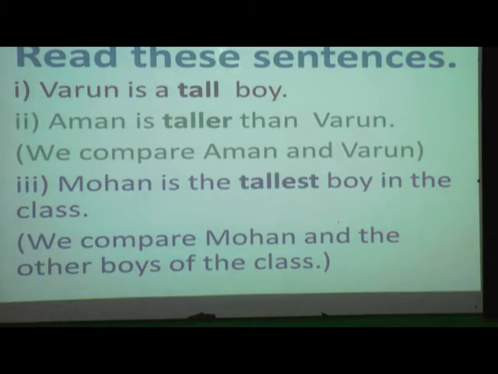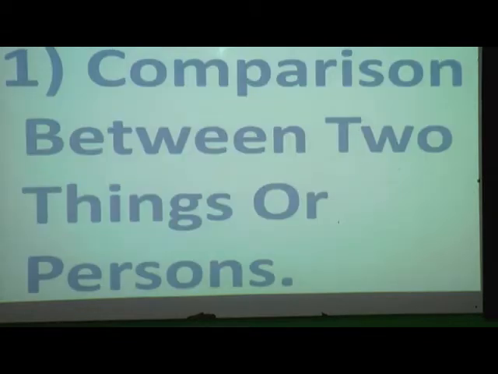So are you ready, students? Shall I start? This was only an introduction. Now what is the first thing we are going to learn? Yes, comparison between two things or persons. Again I will repeat, the first thing which we are going to learn in this lesson is comparison between two things or persons. I will show you some examples.